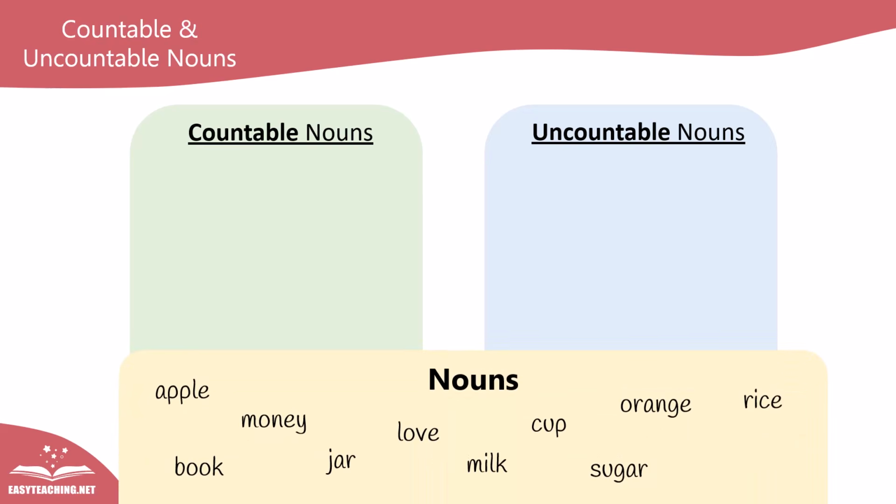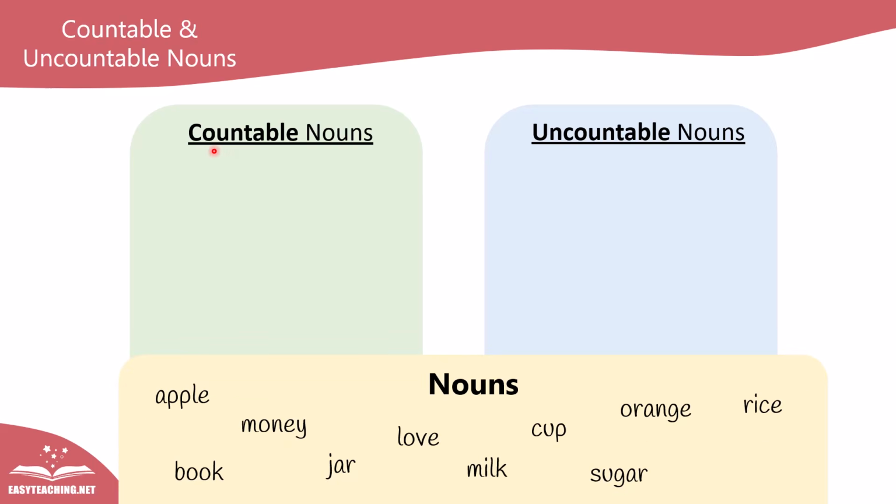We're going to sort these nouns into 2 groups, countable and uncountable. Before we go through them together, pause here and have a go at them yourself. Let's see how you went. We'll start with apple. We can count apples. 1 apple, 2 apples. That means the noun apple is countable. Book is also countable.